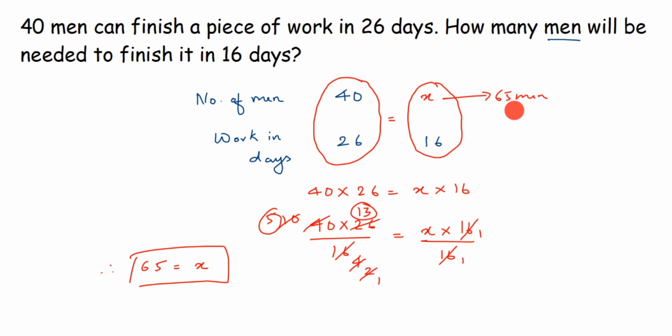So you have to understand the question, whether it is a direct proportion or inverse proportion. If it is an inverse proportion, you have to multiply these two quantities and equate with these two. If it is a direct proportion, then you will divide these two.